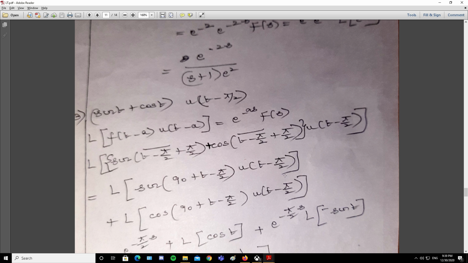So what is a here? Pi by 2. So e power minus pi by 2, yes. Compare with the Heaviside shift theorem. What is a? Pi by 2. So e power minus pi by 2, yes.